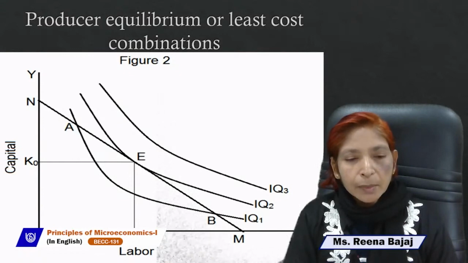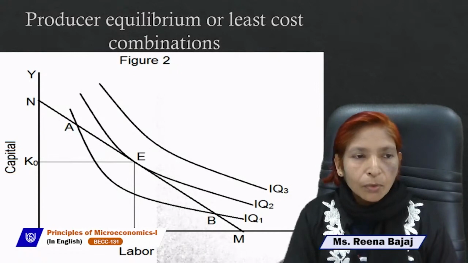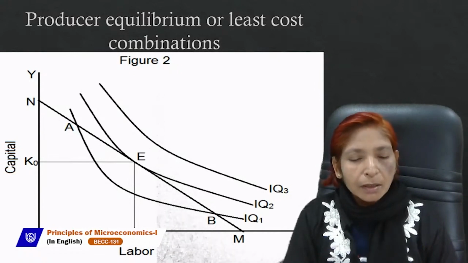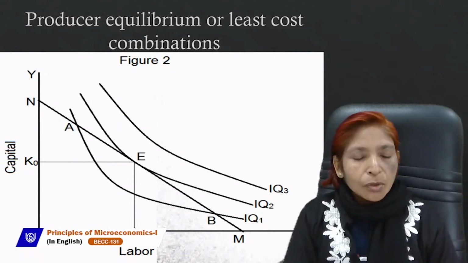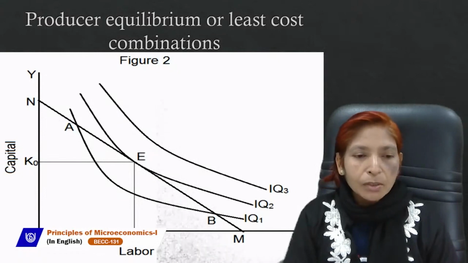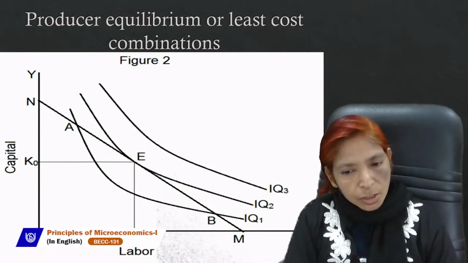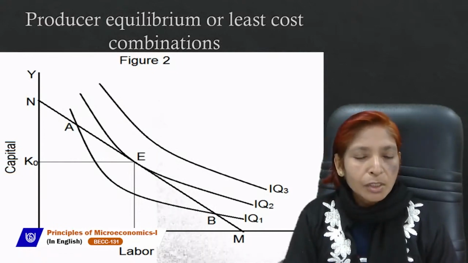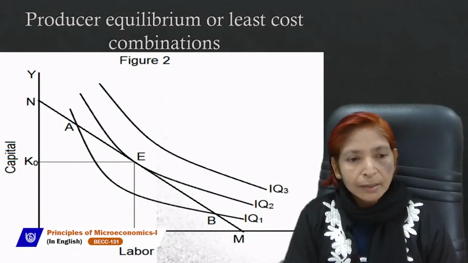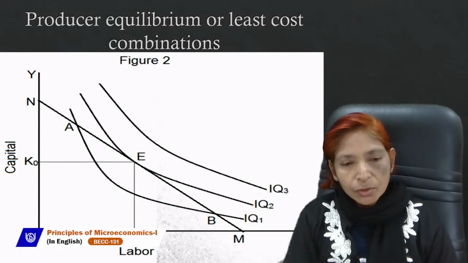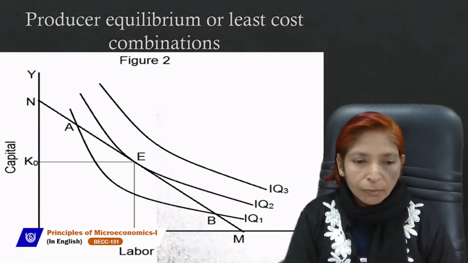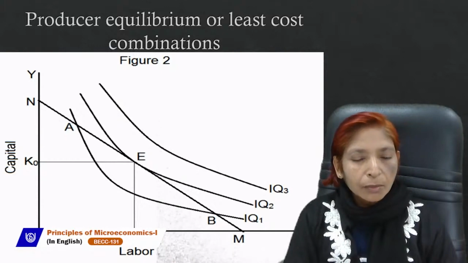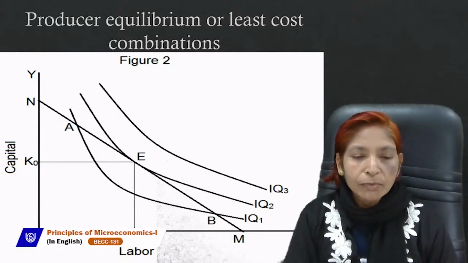And here at point E, both conditions are fulfilled. The two conditions of producer equilibrium are: number one, the isoquant curve must be tangent to the isocost line, then producer equilibrium can be attained. And the second condition is the isoquant curve must be convex to the origin. Here you are seeing that the isoquant is downward sloping and convex to the origin. So at point E, or the equilibrium point, both conditions of producer equilibrium are fulfilled.